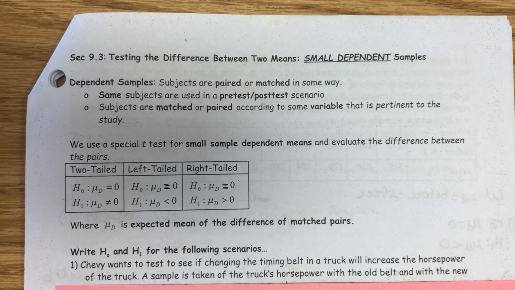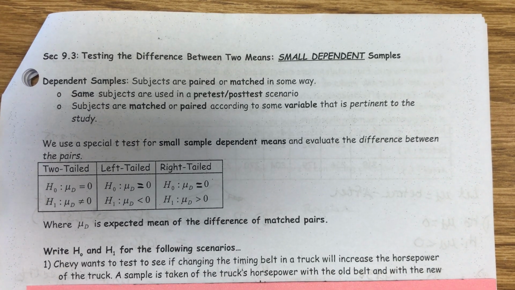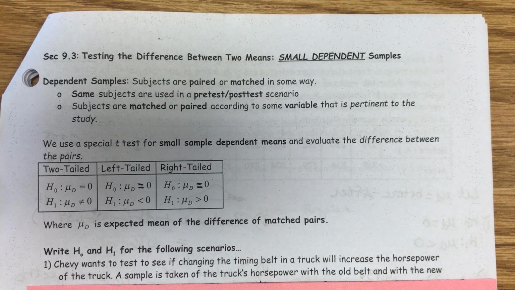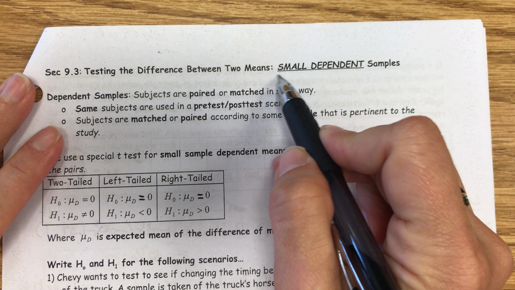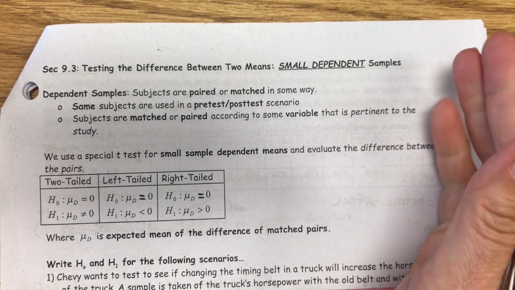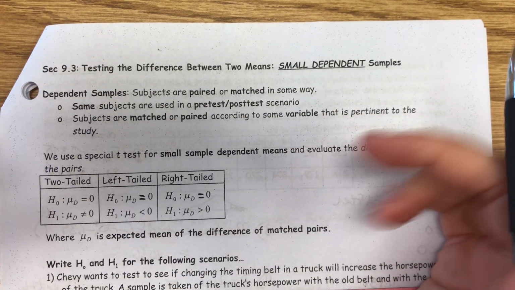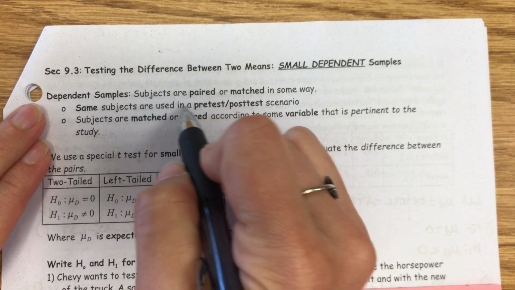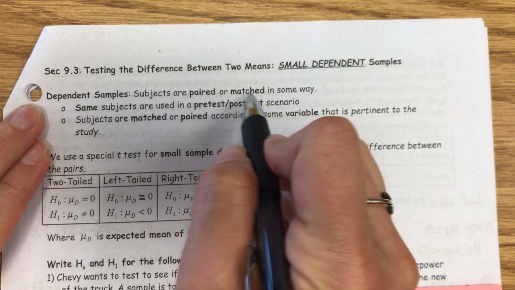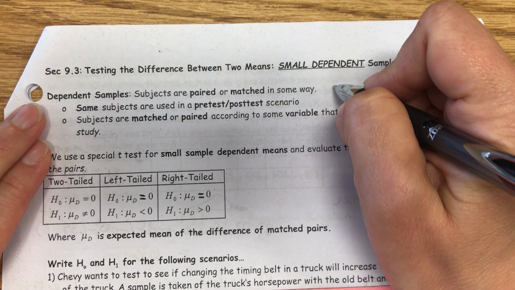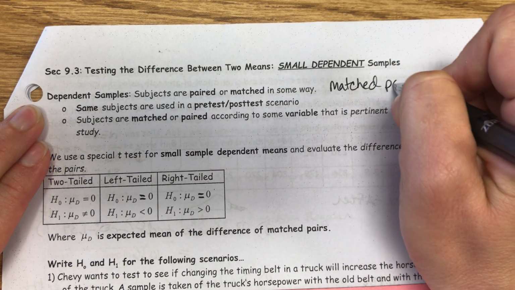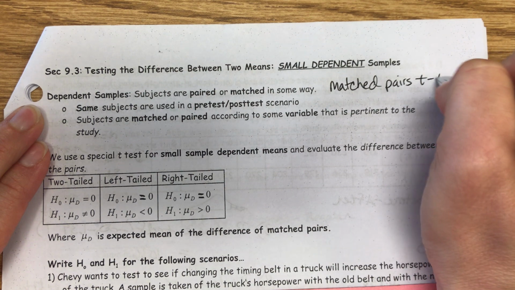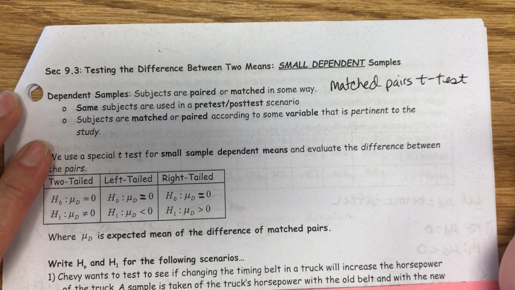Okay, today we're going to be talking about section 9.3. This can be called a lot of different things. One thing we can talk about is when it's small dependent samples. We're going to collect two samples and we're going to have ordered pairs. Another way to think of it is that the subjects are paired or matched together, right? So sometimes you're going to see it called a matched pairs t-test. That's one way it can be called.